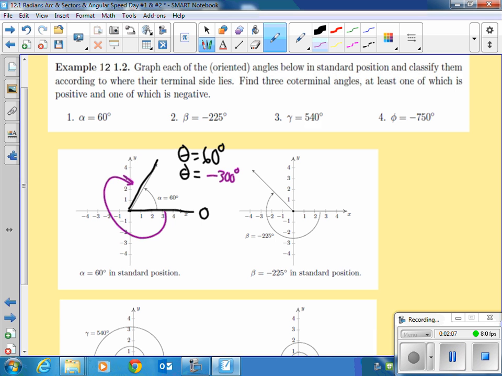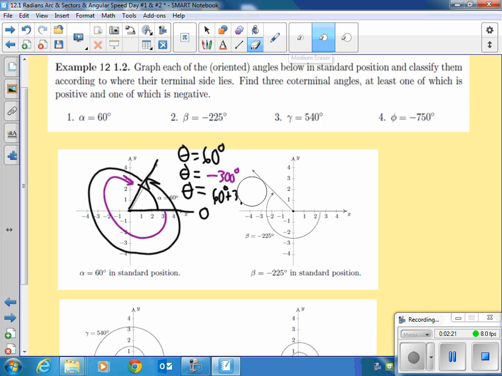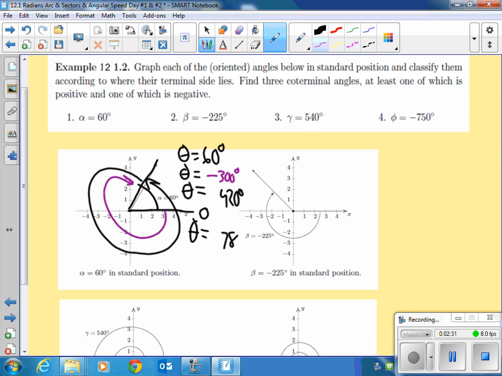Now let's get one more. To get one more, you could go 60 and then go around the loop one more time. So if we have 60 plus 360, what are you going to get? 420. Okay. Let's keep going. Add another 360. That would be 780. Add another 360, you'd get 1,140. And you could just keep going forever and ever, forward or backward.